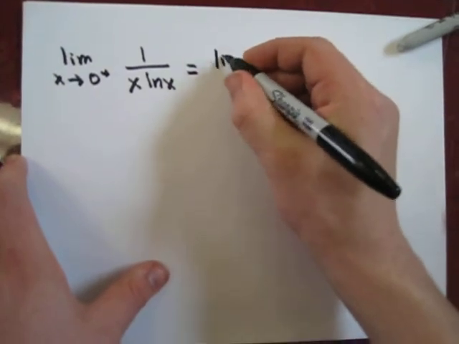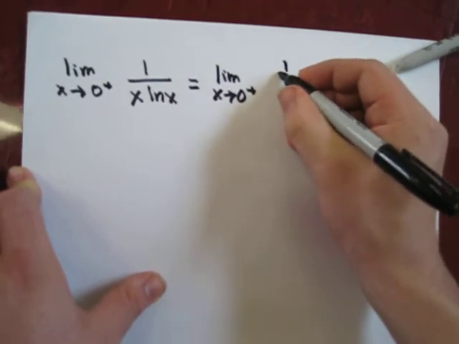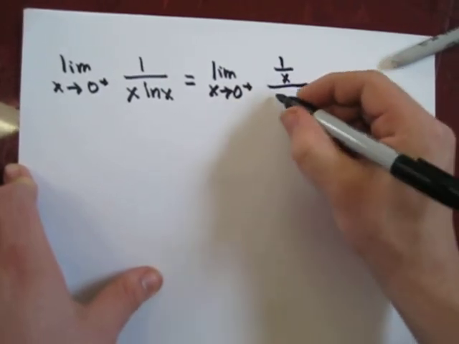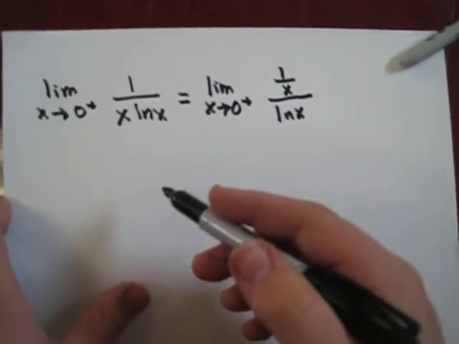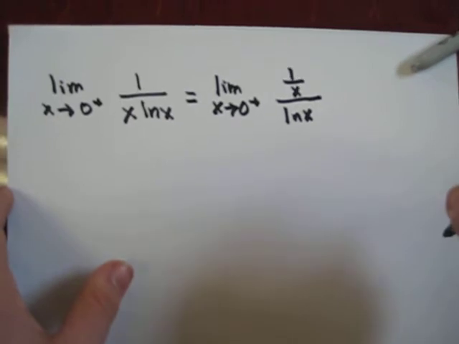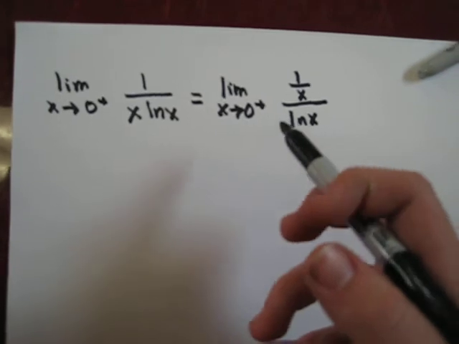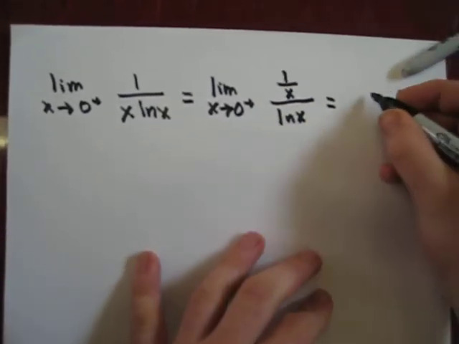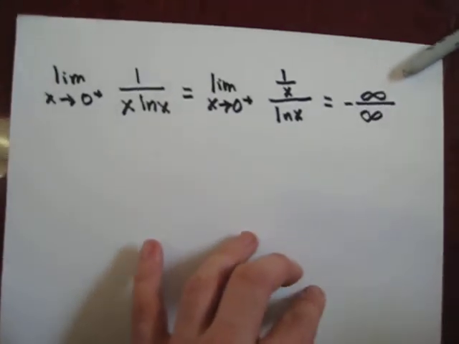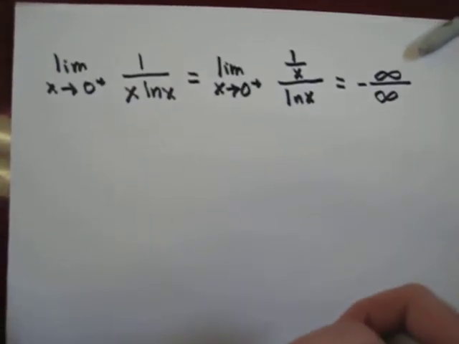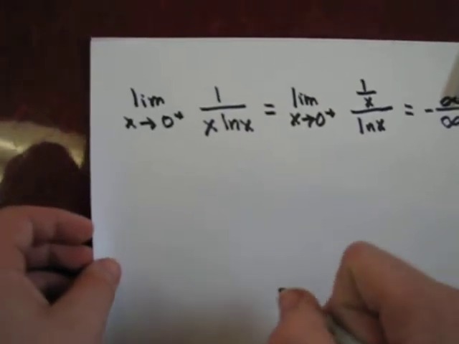So rewrite this as the limit as x goes to 0 of 1 over x, over natural log of x, which is of course equal, because all we did was make it a complex fraction, but we can do that now. And if we plug these in, we get infinity over infinity, or negative infinity over infinity, which also works. So now we can apply L'Hopital's rule to this problem.